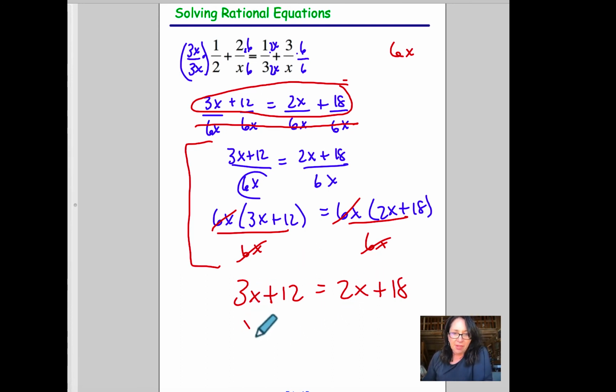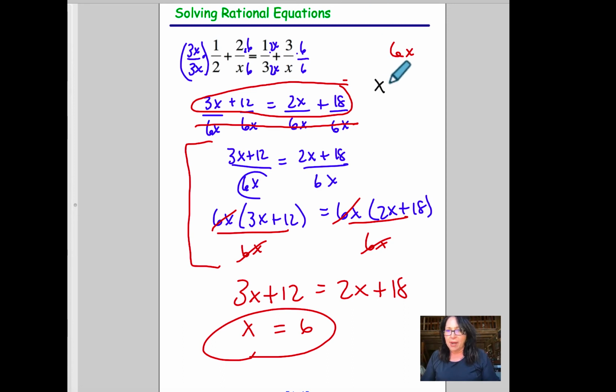2x from 3x, I get x. And I'm going to subtract 12. I get x equals 6. Now, this is my answer. Your answer is going to be put in solution set. So you would write x equals the solution set of 6.